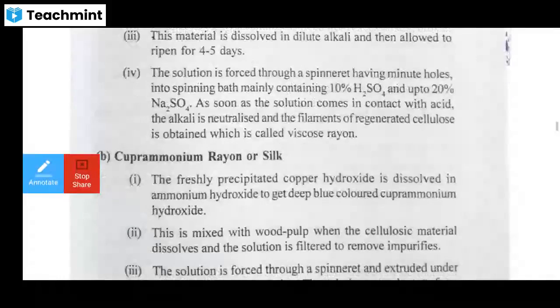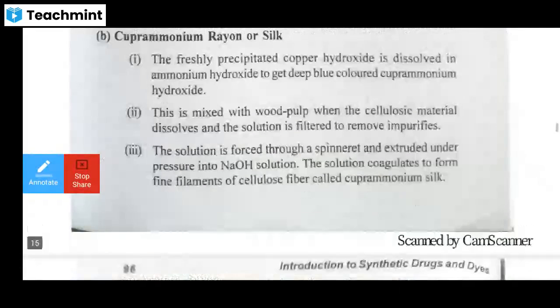These solutions, spun through minute holes into the spinning bath mainly containing H2SO4 and 20% Na2SO4, come into contact with the acid and the alkali is neutralized, and the filaments of regenerated cellulose are obtained, which is called viscose rayon. That is the process of how it is obtained. Generally you have to read this when we are asked an MCQ question. At that time it is important.